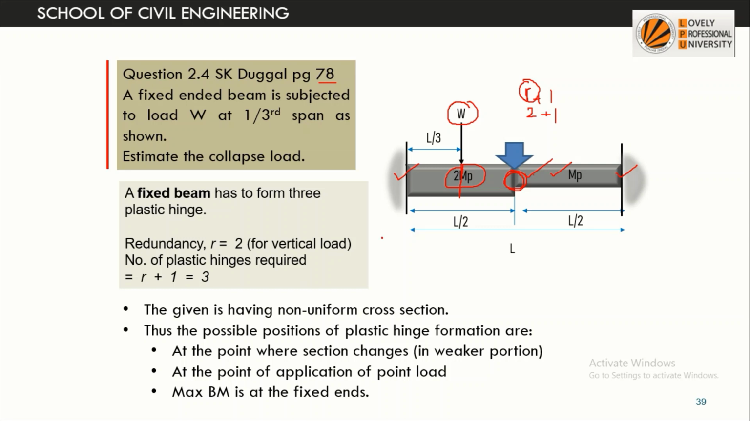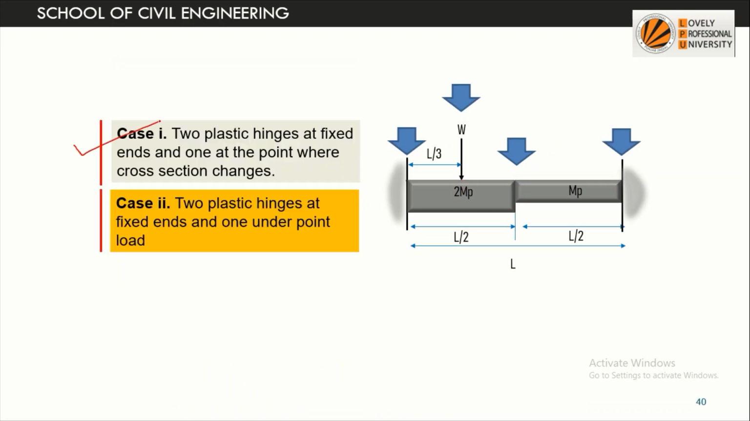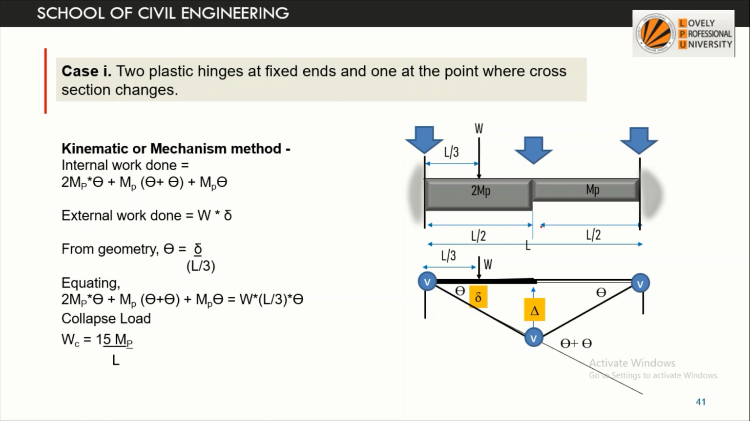So let us solve this. The given section is non-uniform, and there are possibilities that at the point where the section changes, in the weaker portion, there will be formation of a plastic hinge. Another is at the point of application of load, and at the fixed ends where the maximum negative bending moment is there. So case 1 is two plastic hinges formed at the ends and one at the place where the section changes. These 3 points we are considering.